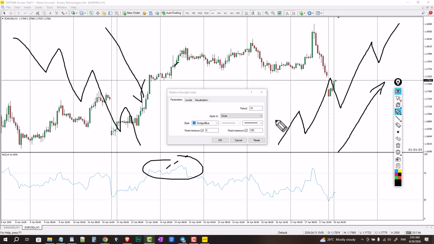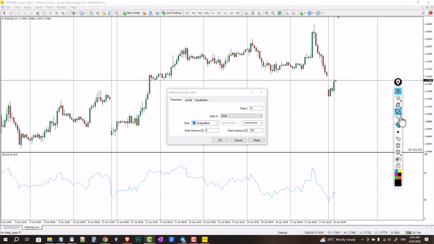So let's look at a couple of examples here before we move on to using the indicator the way we're going to use it in today's class, which is to use it for gauging momentum in the market and being on the right side of the momentum.